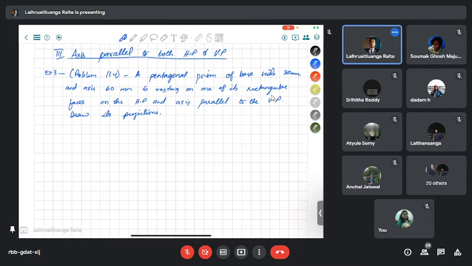All right. A pentagonal prism of base side 30 mm and axis 60 mm is resting on one of its rectangular faces on the horizontal plane with its axis parallel to the VP. Draw its projections.